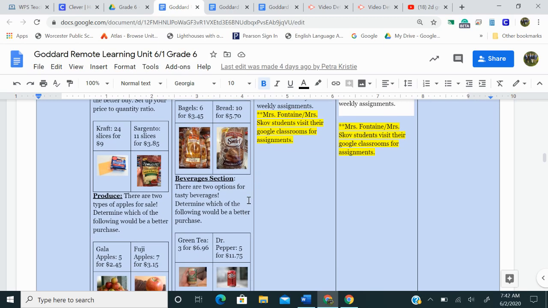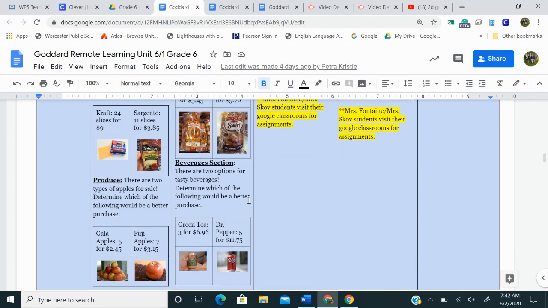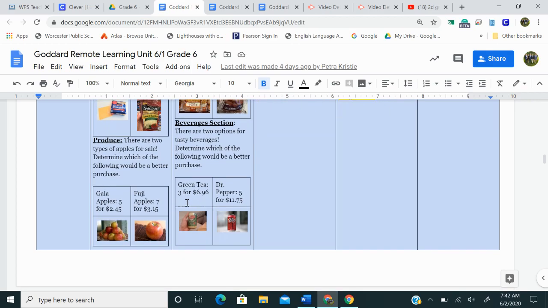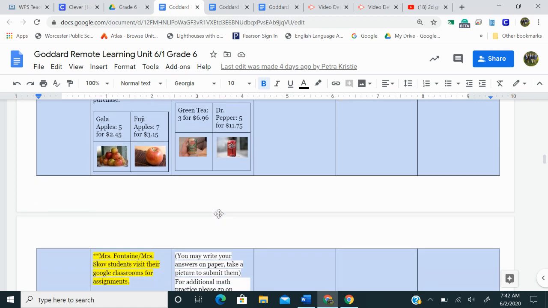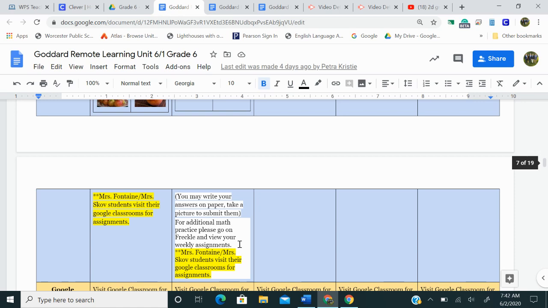Your beverages section. There are 2 options for tasty beverages. Determine which of the following would be a better purchase. Green tea, 3 for $6.96, or Dr Pepper, 5 for $11.75. You can write your answers on paper and take a picture to submit if you choose to do it that way.